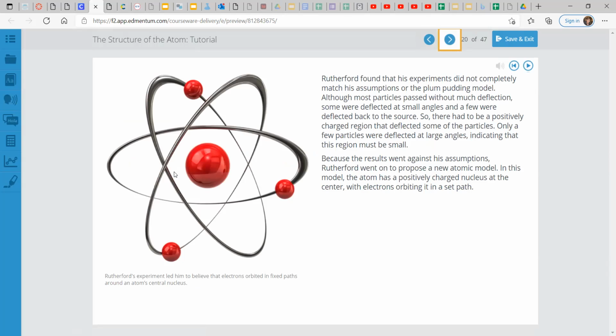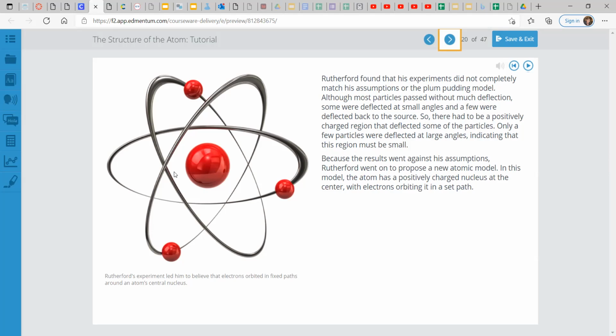Rutherford found that his experiments did not completely match his assumptions or the plum pudding model. Although most particles passed without much deflection, some were deflected at small angles, and a few were deflected back to the source entirely. So there had to be a positively charged region that deflected some of the particles. Only a few particles were deflected at large angles, indicating that this region must be very small.